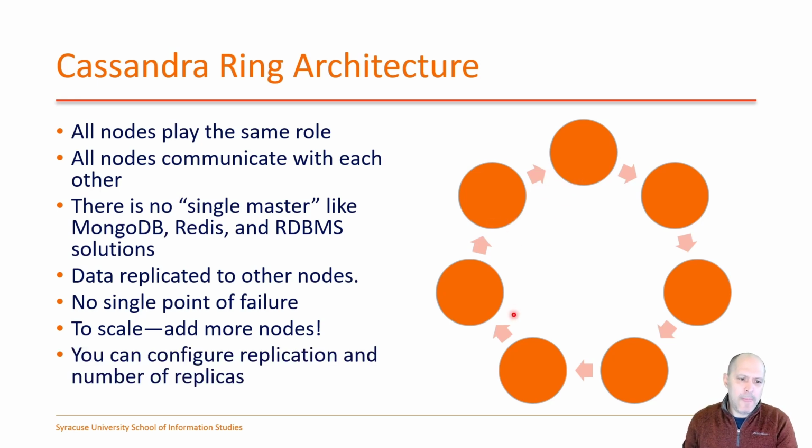Another thing that you can do with the ring architecture is you can set how many replicas you have. So I can write my order here and then say, I want to make 3 copies of that. And it'll write it here and then put a copy here, here, and there. And so you can give yourself some fault tolerance by spreading out the data over the ring.